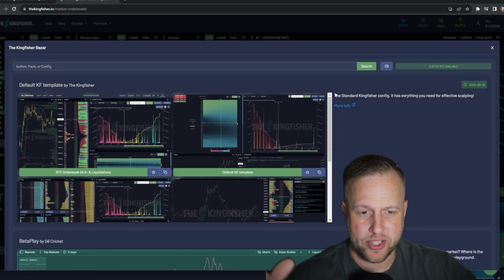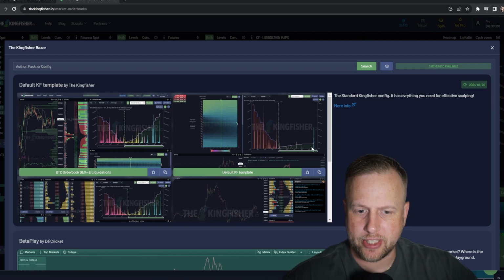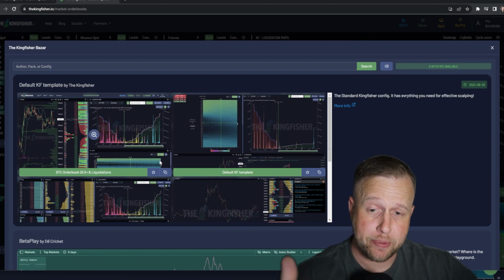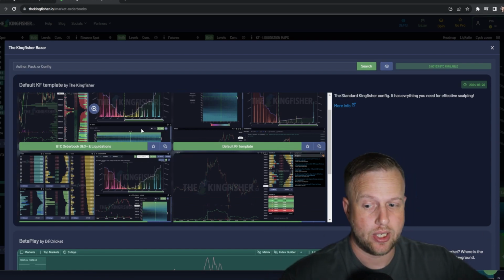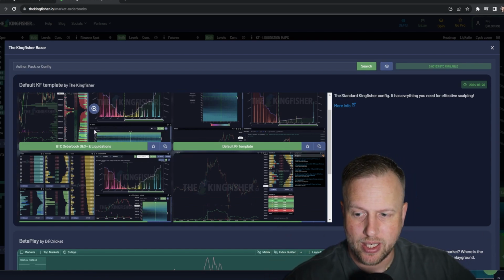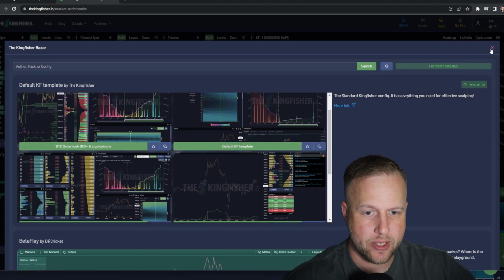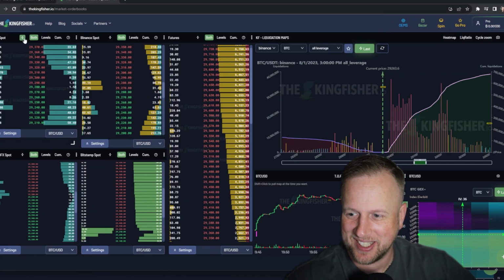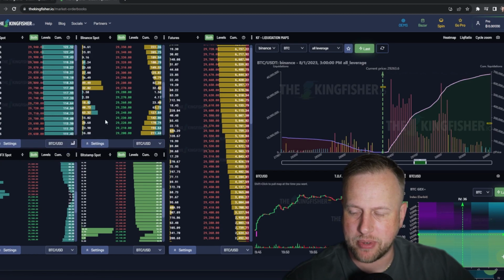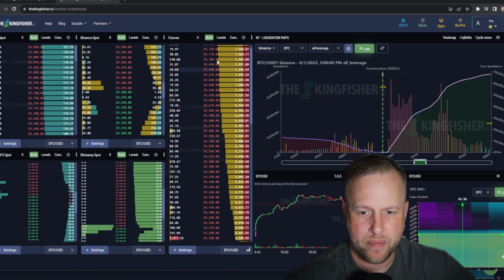So if you go to the bazaar up there, this is where the default templates are. These are all free. This particular one I'm on is free. You still need to sign up for Kingfisher, but you don't have to pay for this template. This is the order book, the GEX, and liquidations. So you got the order books flying off here. You got FTX, Binance. You can change that, which I should. Binance, Bitstamp, you can change. This is all highly customizable. You got your futures orders over here, spot over here.